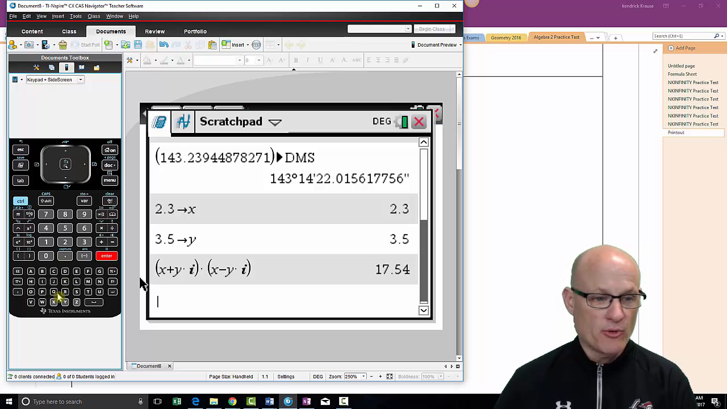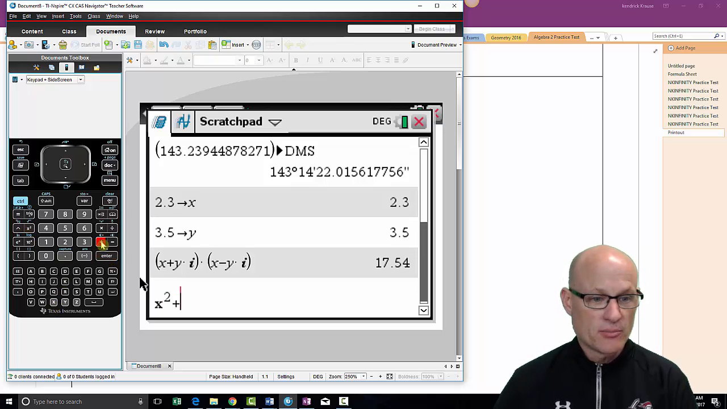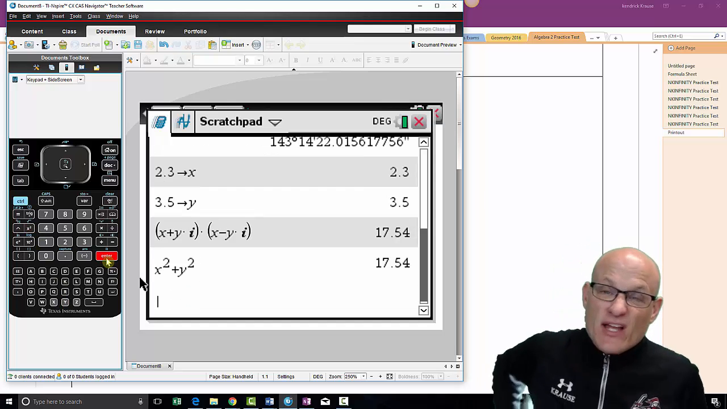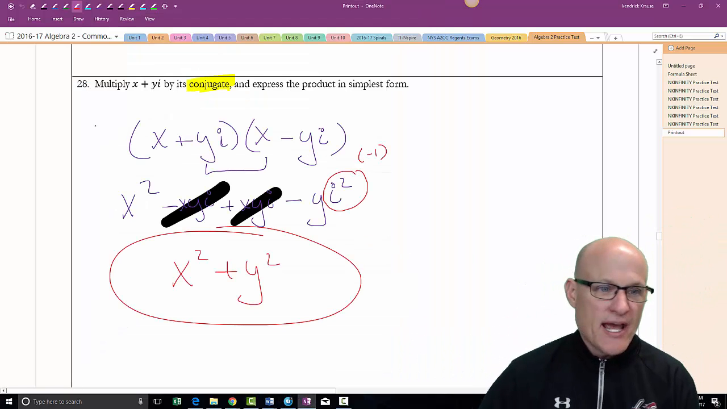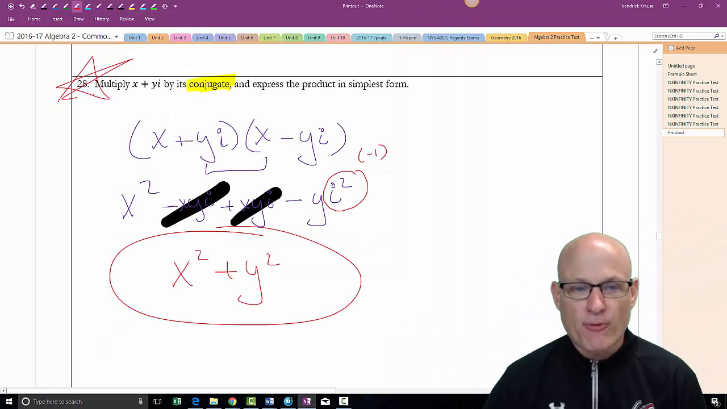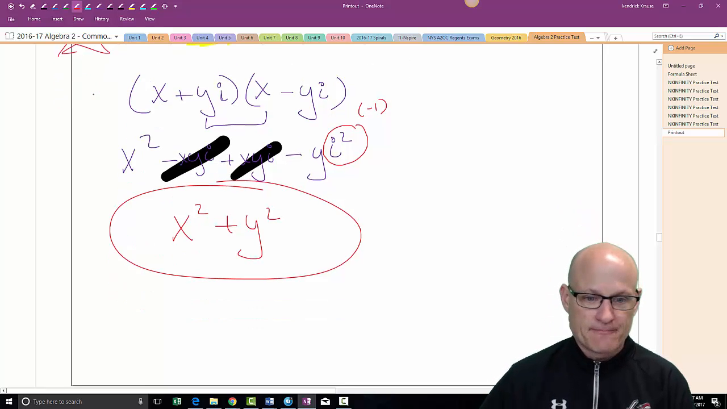Okay, well, what did we come up with? We came up with x squared plus y squared. Wasn't that what we came up with? Oh, look, it's the exact same thing. 100% got it right. Star it. Don't ever have to look at it again. Anytime you can use your calculator to check a problem, star it so you never have to look at it again.